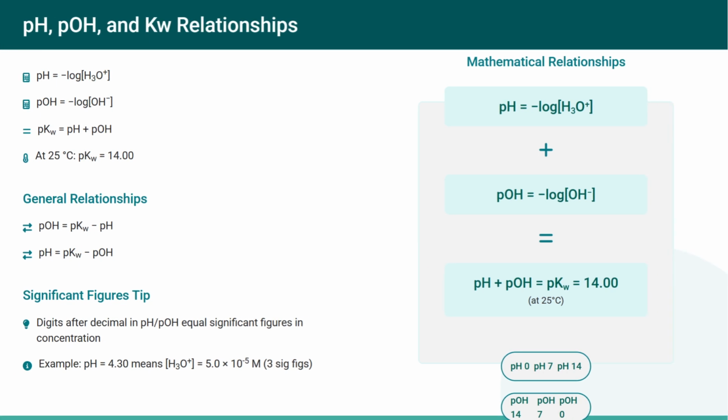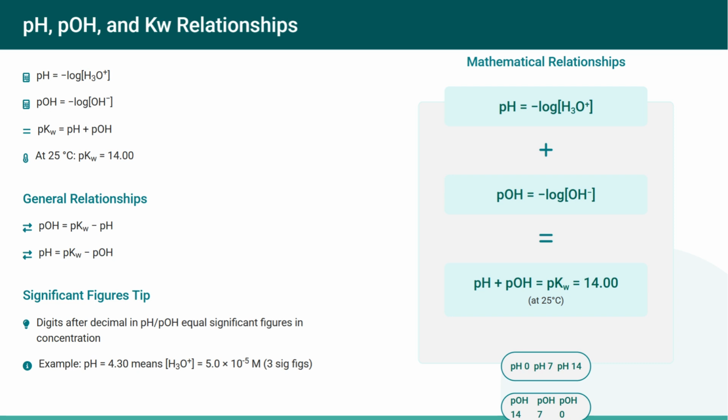We define pH as negative log of the hydronium ion concentration. We define pOH as negative log of the hydroxide ion concentration. And the beautiful relationship that ties it all together is pKw equals pH plus pOH. At 25 degrees Celsius, pKw is 14.00. This gives us our general relationships: pOH equals pKw minus pH, and similarly, pH equals pKw minus pOH.